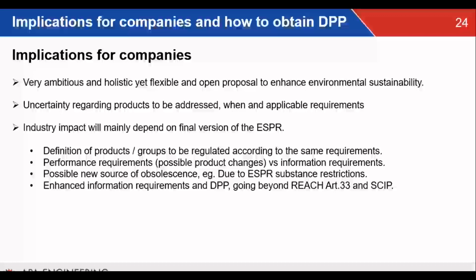Here I have listed a few things for the impacts. We have to see how the products are going to be defined and how the grouping is to be done for products which are then subject to the same requirements. Another important aspect is to what extent the performance requirements will be defined. Also, if substance restrictions are imposed in the future under this ESPR regulation, there could be a possibility of obsolescence. And regarding the information requirements and digital product passports, it will be an additional challenge on top of what we already have, with regulations like REACH and SCIP.